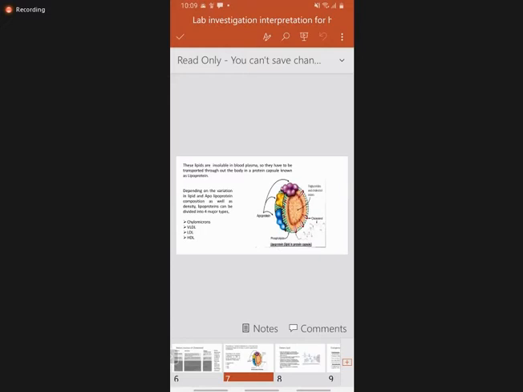So here is an introduction of the plasma: these lipids, that is LDL etcetera, are insoluble in blood plasma, so they have to be transported throughout the body with the protein that is known as lipoprotein. Depending on the variation in the lipid and apolipoprotein composition as well as density, lipoproteins can be divided into four major types. Okay? Why are there four major types? Because they are different in the apolipoprotein composition, they are different in their density, and also there is a difference in the lipid. So we have the chylomicrons, VLDL, very low density lipoprotein, LDL, low density lipoprotein, and HDL, high density lipoprotein. Whereas we also have IDL, intermediate density lipoprotein.